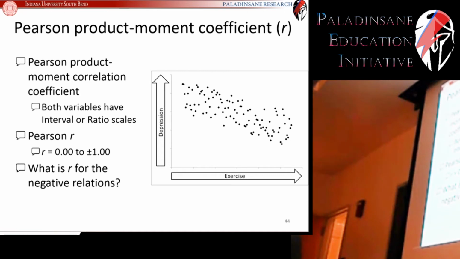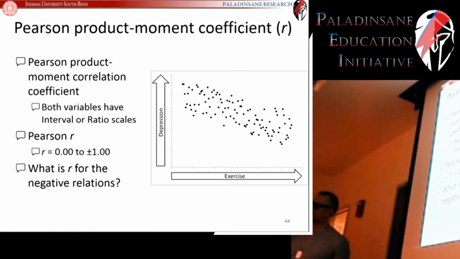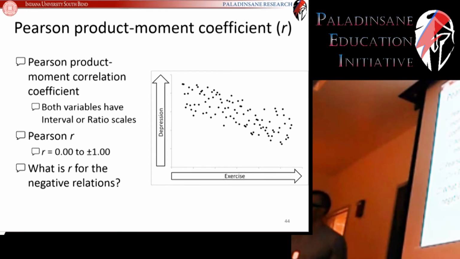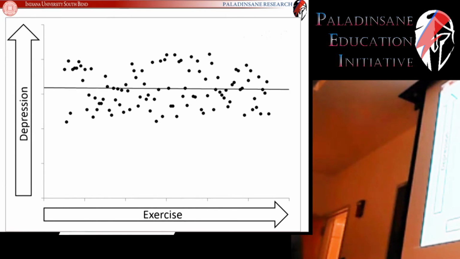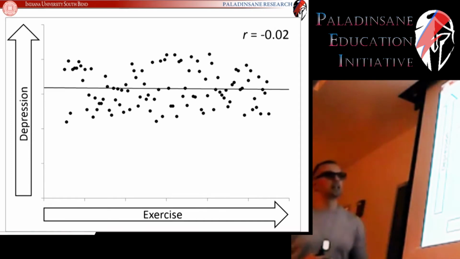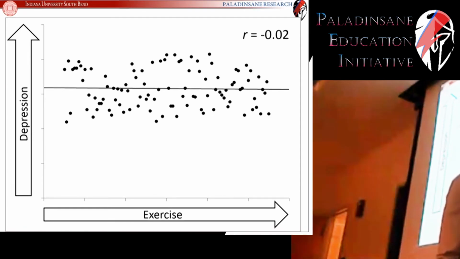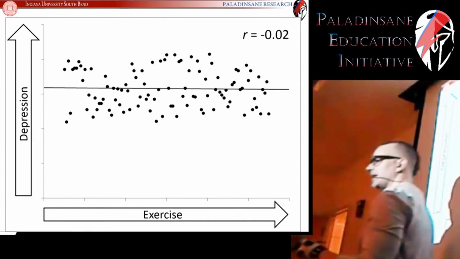And for the negative relations, it's important to remember that correlation coefficients come in two components. One is the sign, one is the strength. So when you have a weak negative correlation, you'll have that negative sign. That indicates that it's negative. And then once again, the number indicates how strong it is.